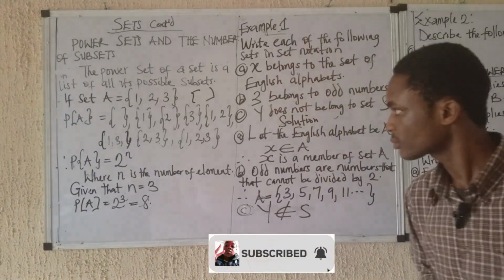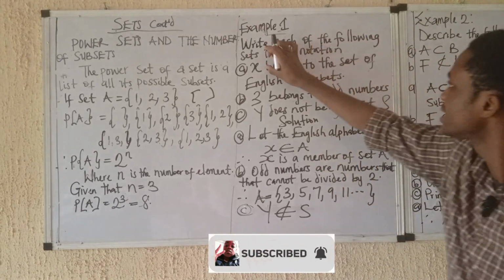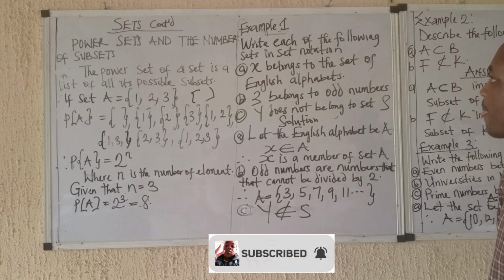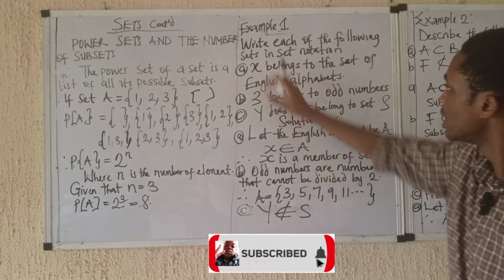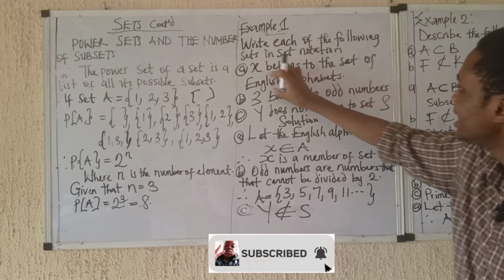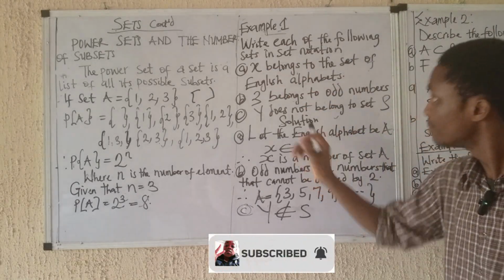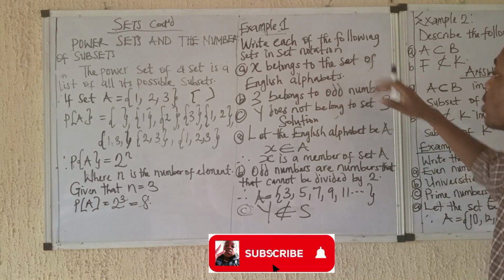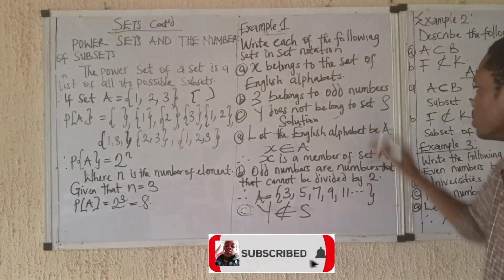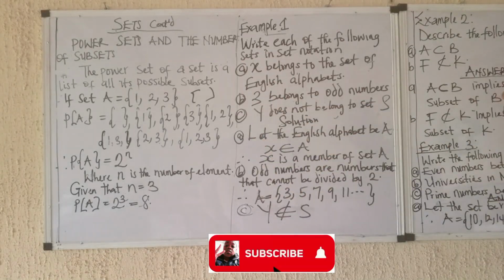Example 1. Write each of the following statements in set notation. A. X belongs to the set of English alphabet. B. 3 belongs to odd numbers. C. Y does not belong to set S. Solution. So let's go with the first one, A.